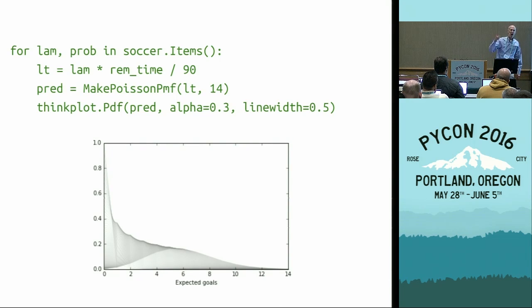But I can't quite add them all up. I have to compute a weighted sum, because some of those curves are more likely than others. The likelihood of each curve is proportional to prob, which is how much I believe that that value of lambda is correct.